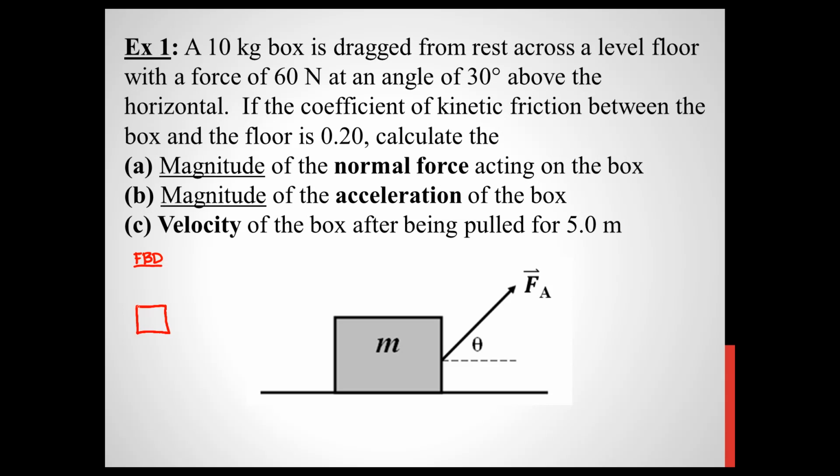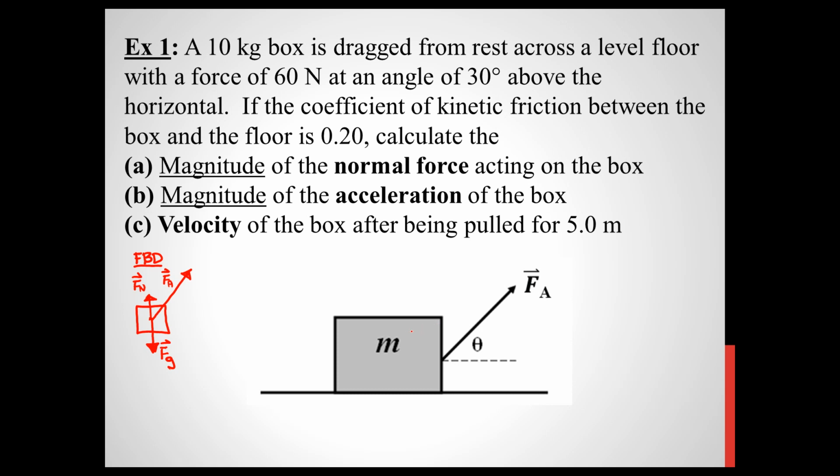Draw my box. I have the force of gravity acting on the box, which should be straight down. Oops, force of gravity, not the normal force. FG. I have a normal force that would point up. Call it Fn. I have an applied force that's up at an angle. Fa.